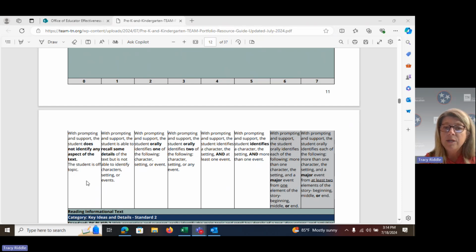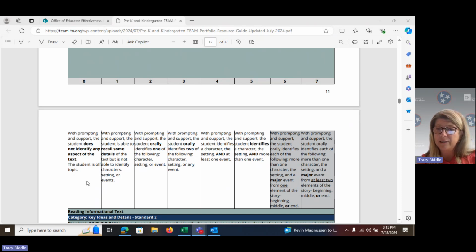If the student is able to identify two things, either the character and the setting, the character and an event, the setting and an event, if they can identify two of those things, then that is the score of a level 3. In order to score at level 4, the student identifies a character, the setting, and at least one event that happened in the text. At level 5, the student can identify the character, the setting, and more than one event. So they tell you more than one thing that happened in that text. That is the difference between level 4 and level 5.